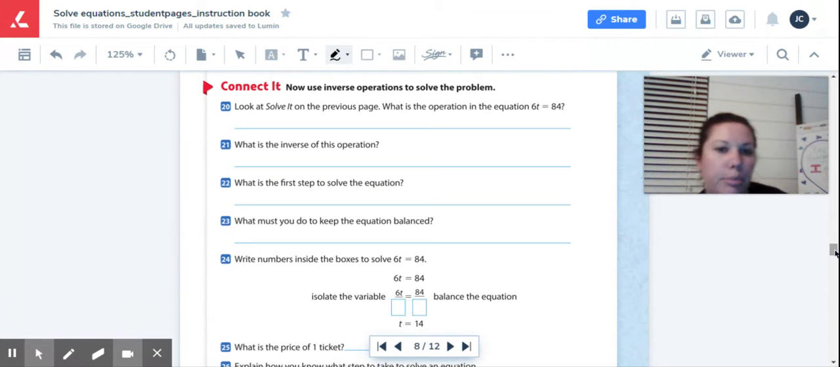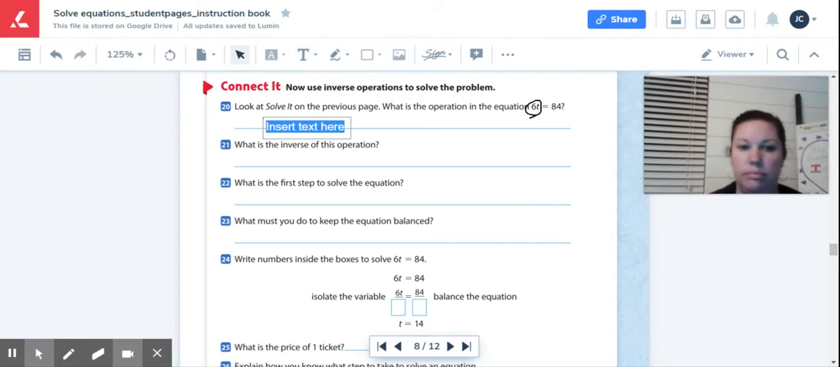Look at the solve it on the previous page. What is the operation in the equation 6t equals 84? So what is our original? We're not talking about our inverse operation yet. What is it asking us to do? What does the 6t represent? Multiplication, right? So let's go ahead and type that in. So in its original form in the equation, 6t represents that we are multiplying. That is the original operation.